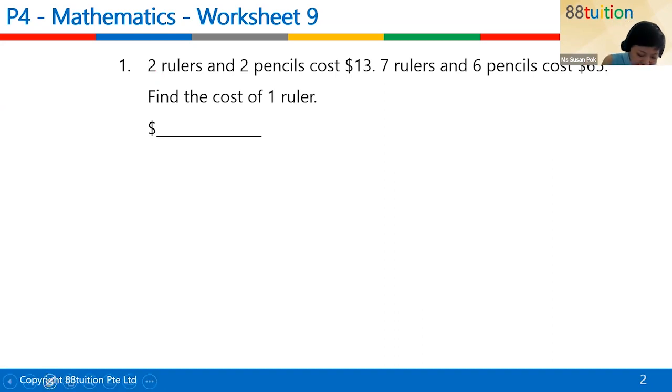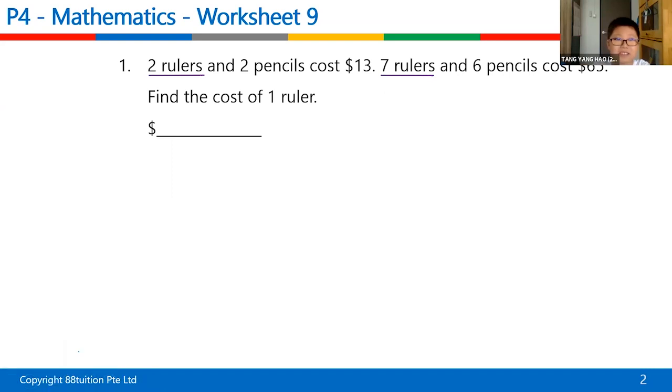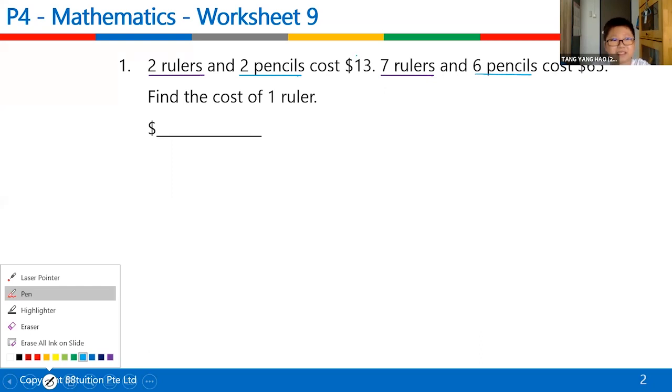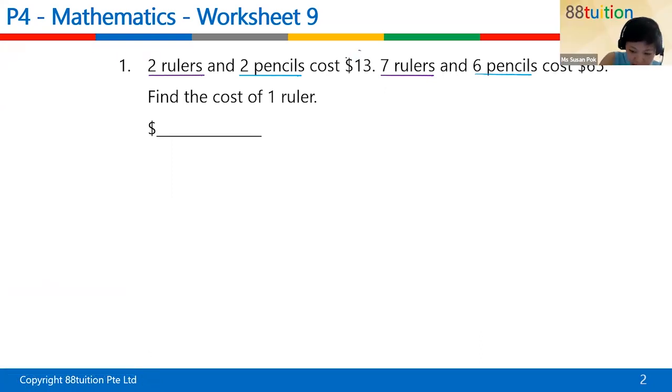Okay, Hao Yang, can you help me read this question aloud, please? 2 rulers and 2 pencils cost $13. Good. Followed by 7 rulers and 6 pencils cost $65. Okay, so you have different prices. Very good. Continue. Find the cost of 1 ruler. So he wants one ruler only.